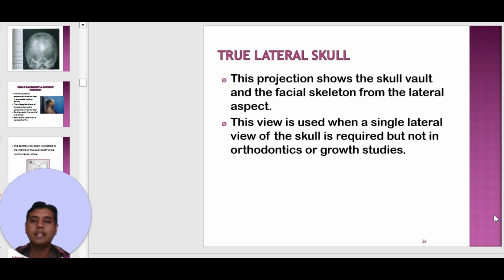Coming to the next projection, that is the true lateral skull projection. This projection shows the skull vault and the facial skeleton from the lateral aspect. This view is used when a single lateral view of the skull is required, but not in orthodontics or growth studies.